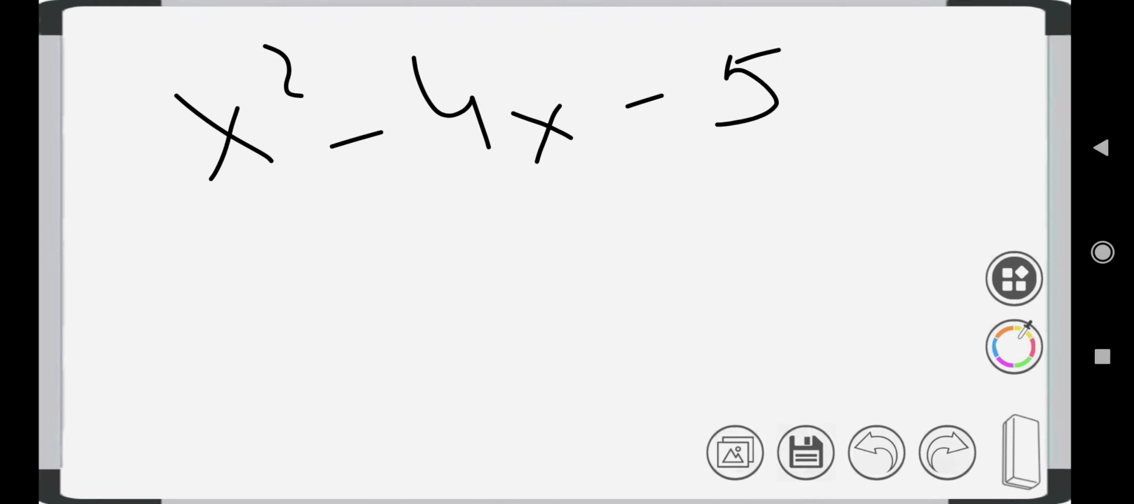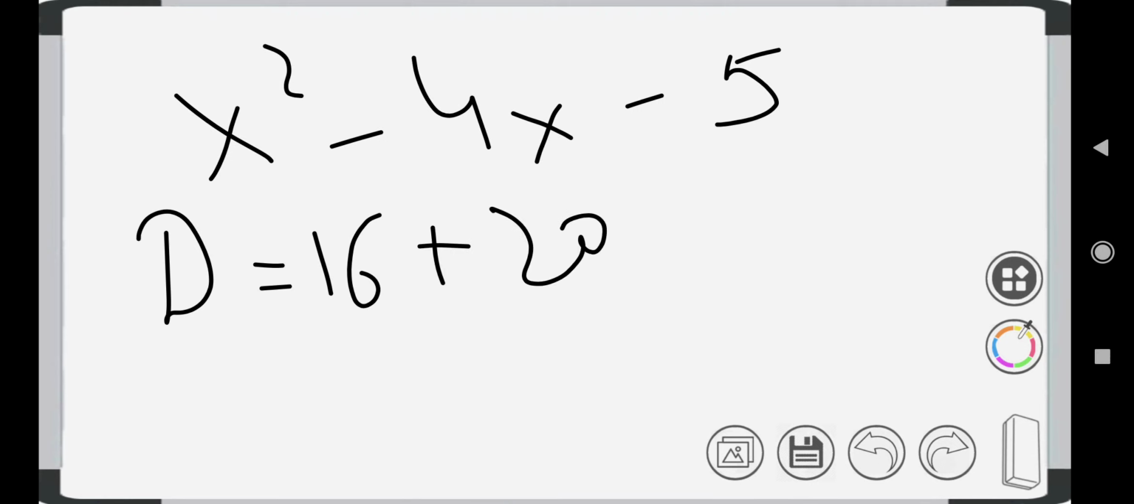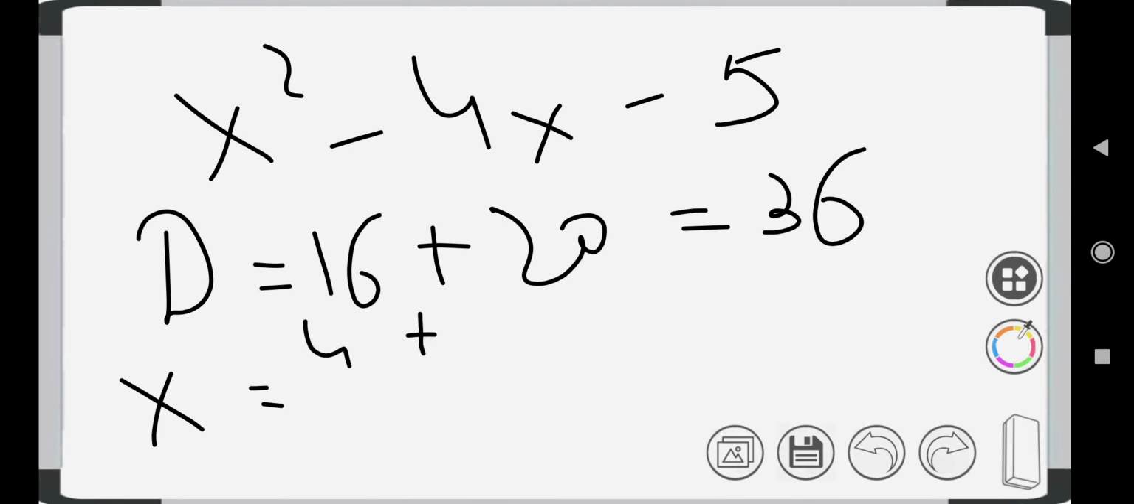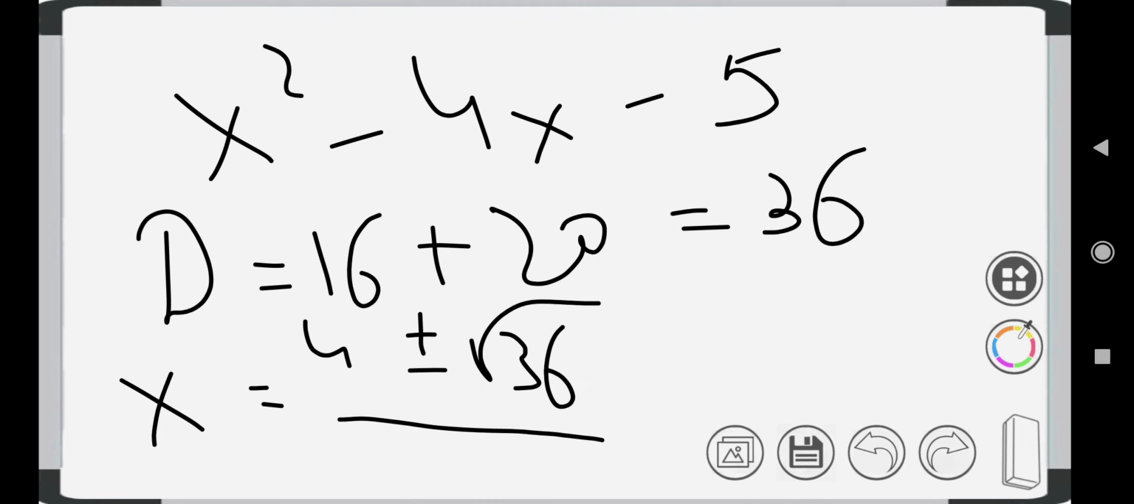Well, if you were to find the discriminant, I would say what it was called. It will be minus 4 squared, 16, minus 4 times 1 and times minus 5. That means plus 20, which is 36. And to find the roots, we need to do 4 plus minus the square root of 36 divided by 2 times 1, which is just 2.